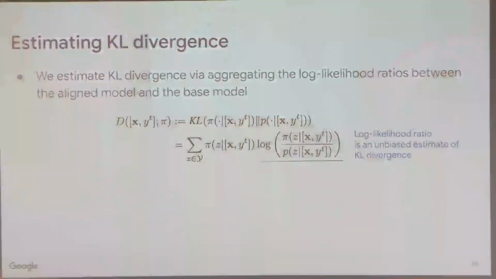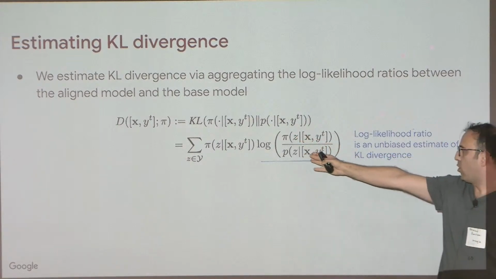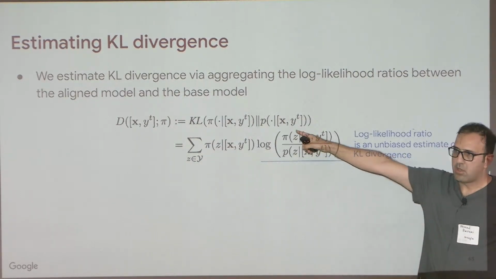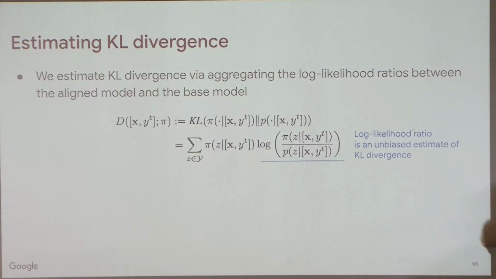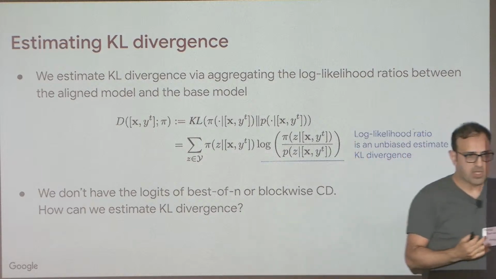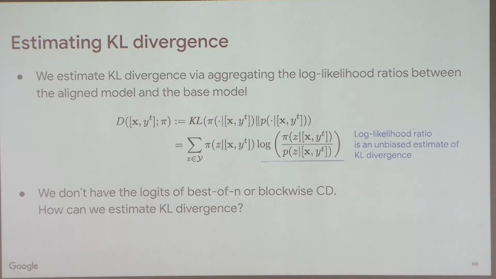When you have a new policy, pi, and an old policy, p, to estimate KL divergence, you can take the log likelihood ratio. You can basically sample from pi and take the log likelihood ratio of a response under pi and p, and that's going to be an unbiased estimate of the KL divergence between the two distributions. But we don't have the logits of best of n or blockwise controlled decoding, so how can we actually estimate KL divergence for these kinds of models?